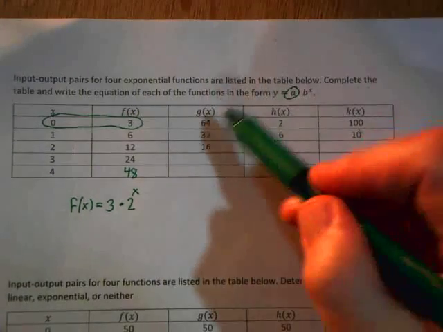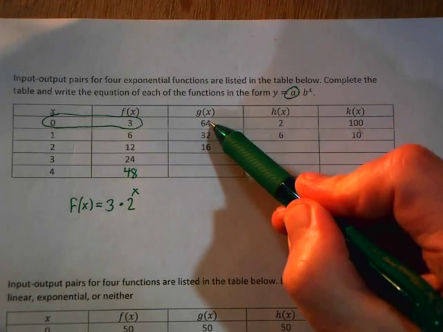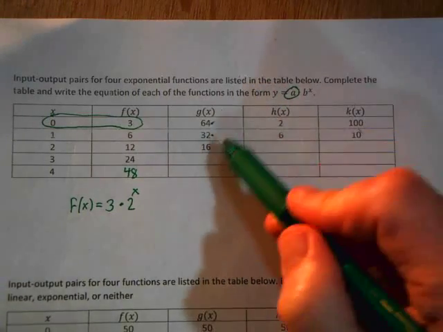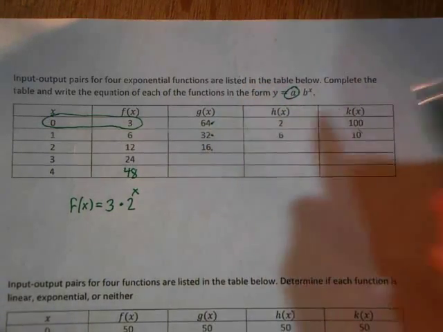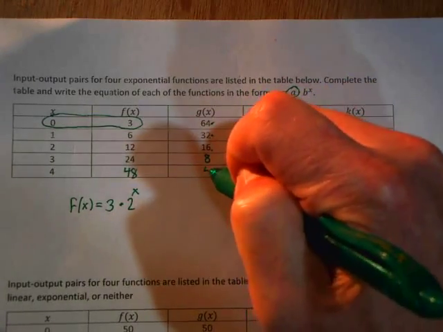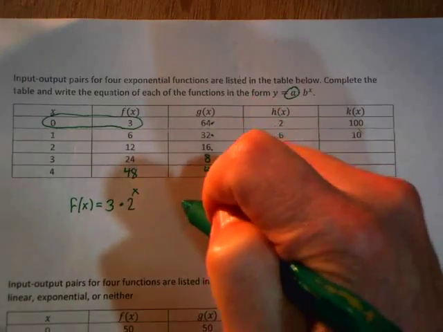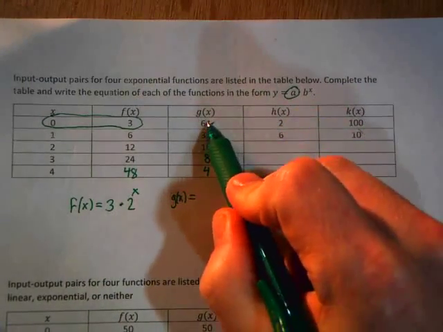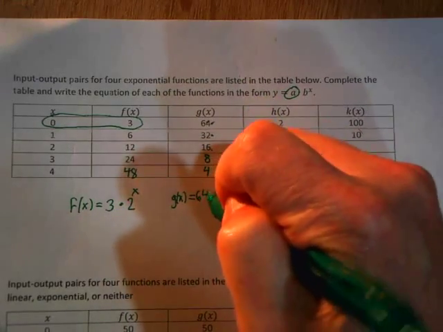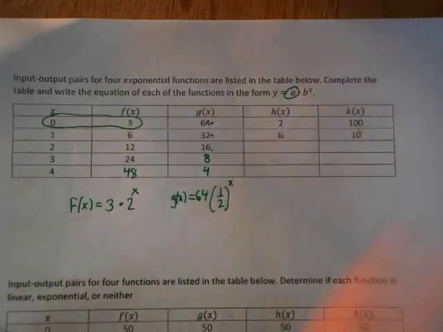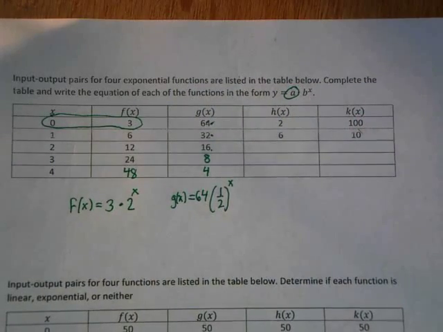All right, this next exponential function, we started at 64. We divided by 2, which is the same as multiplying by a half. We divided by 2 again. So the next one would be divide by 2, and then divide by 2. Our function would be, our a number is 64, because that's our y-intercept, and our base is 1/2, because we were multiplying by 1/2 each time.